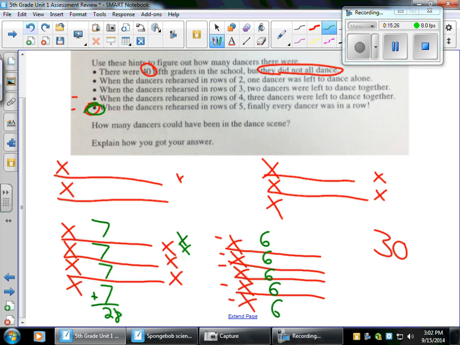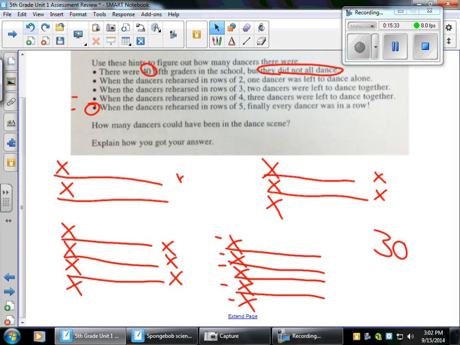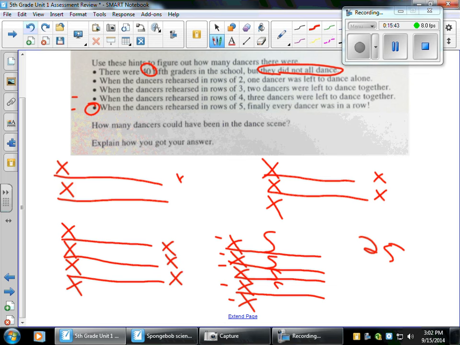I'll show you one more. Let's see if 25 would work. How many in each row? We have 5, 5, 5, 5, 5. That one works. Divide 25 by 4. We have 6 in each row because 6 times 4 is 24, and we would have 1 left over. So this one wouldn't work. That's why 35 is your answer, kids.